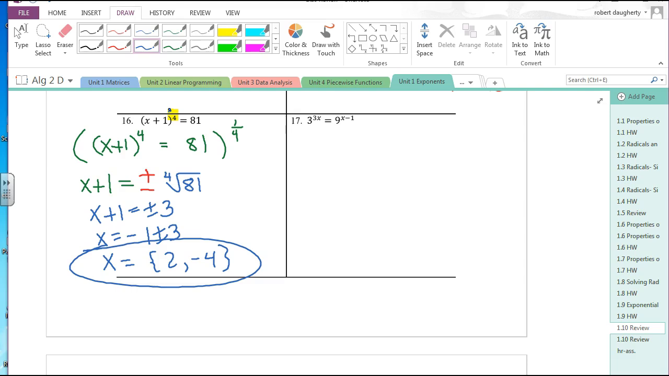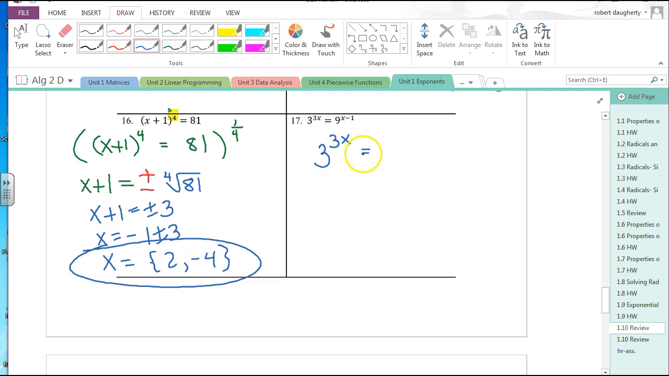Number 17, a power equation. Something to a power equals something to a power. This only works for you at this point of your mathematical career if I can get both sides of the equation as the same number raised to a power. So when I look at a 3 and a 9, I know that 9 is 3 squared.